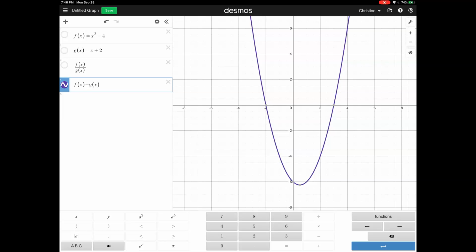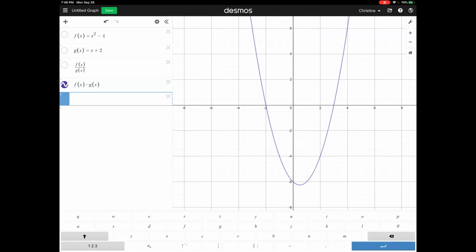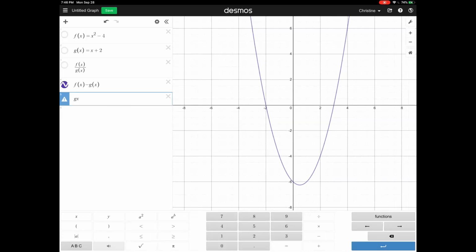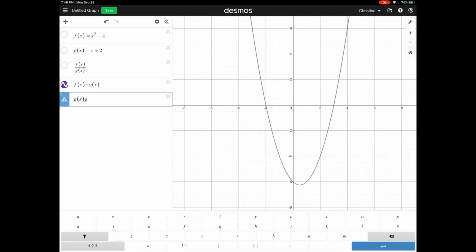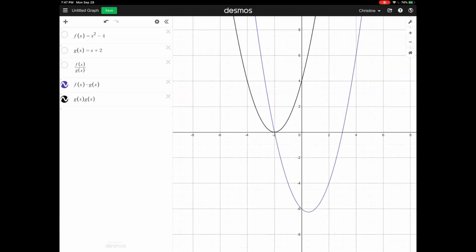So that's pretty cool. Something else you could do is multiply the g of x times itself or the f of x times itself. So I could do the g of x times the g of x. So let's see what that looks like. That would be a linear times a linear, so that should be quadratic. So let's see. And look at that. It is a parabola, right?